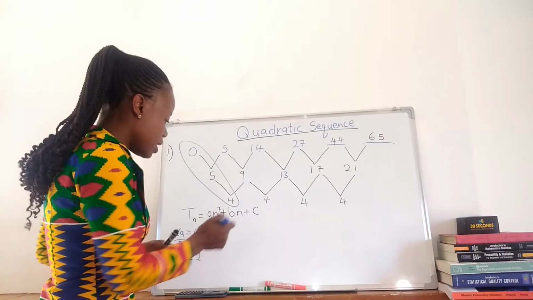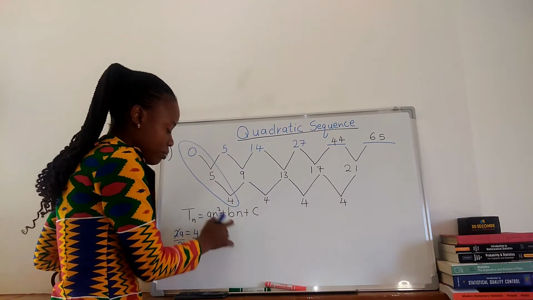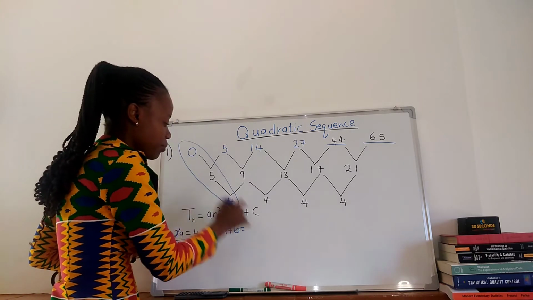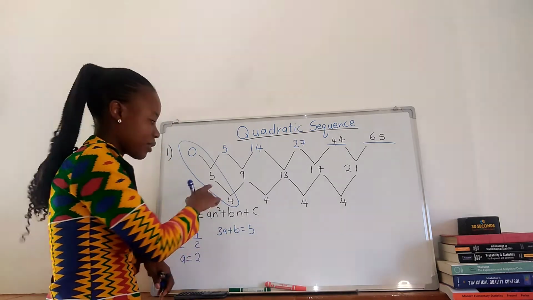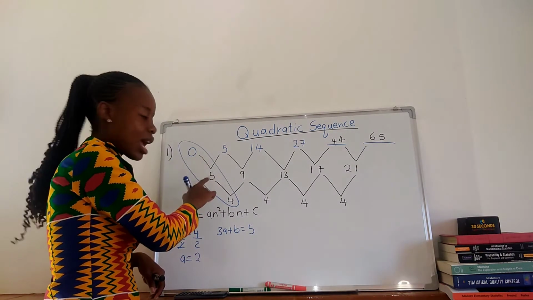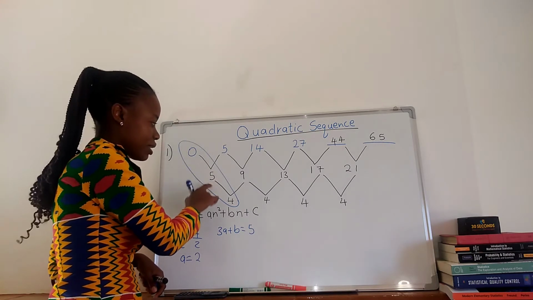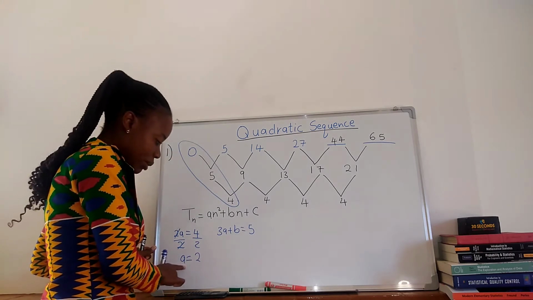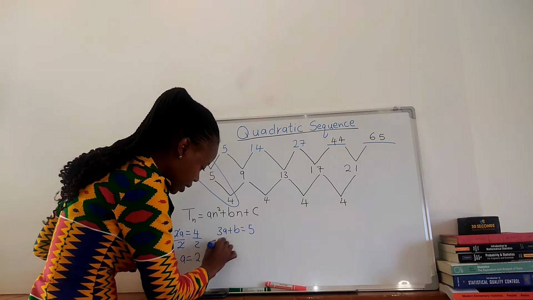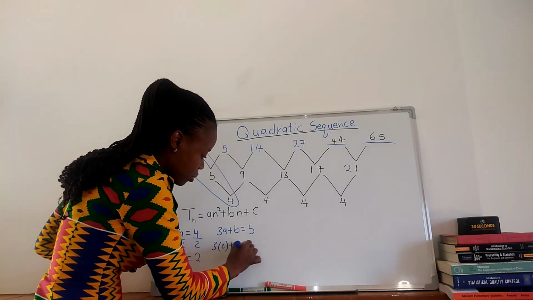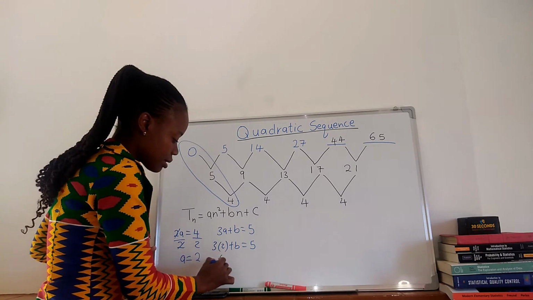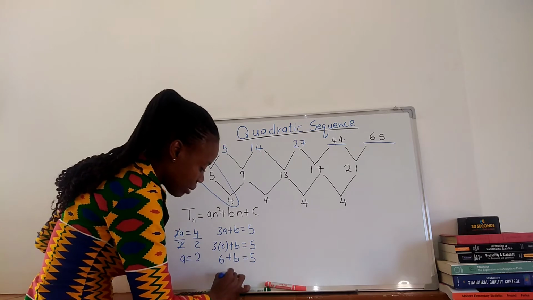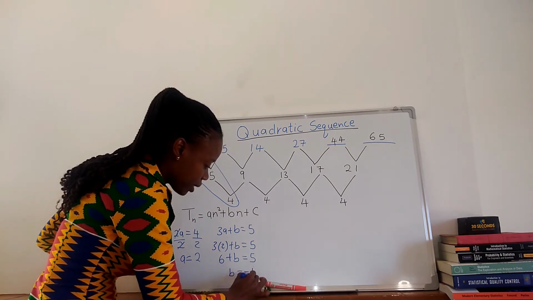And to find b, now that we have found our a, we say 3a plus b equals the first difference, 5. Not this one, 5. And then you substitute your a. So we're going to have 3 times 2 plus b equals 5. This is 6. 6 plus b equals 5. We take 6 to the other side, which means our b is equal to -1.